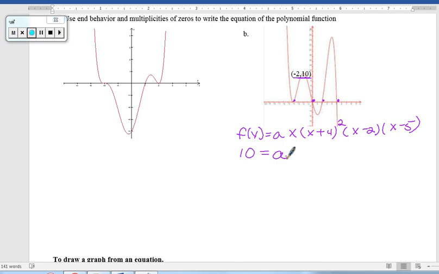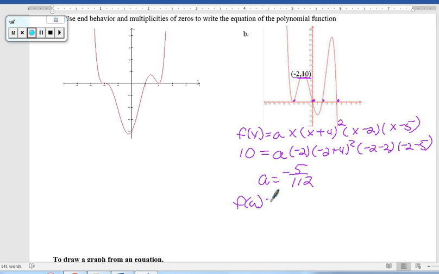We're looking to solve for a, and -2 will be replaced in for all the other x's. Calculating this out, we get a to be -5 over 112. And then we can write our final equation, negative 5 over 112 times x plus 4 squared, x minus 2 times x minus 5. There is no need to multiply all that out. It would be just too big of a calculation.